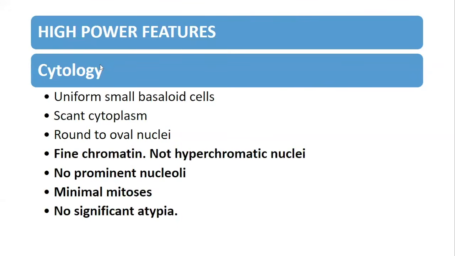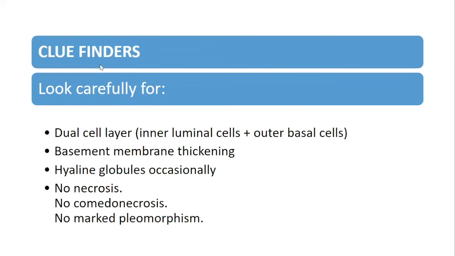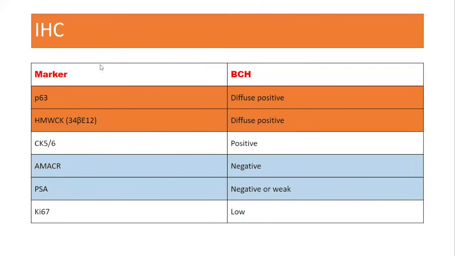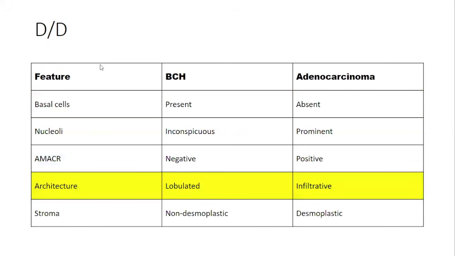But cytology shows uniform small basaloid cells, scant cytoplasm, round to oval nuclei, fine chromatin, not hyperchromatic nuclei, no prominent nucleoli, minimal mitosis, and no significant atypia. A dual cell layer is always appreciable, inner luminal cells and outer basal layers. There would be basement membrane thickening, and hyaline globules could be seen occasionally. There won't be any necrosis, no comedonecrosis, no marked pleomorphism. On IHC, P63 and high molecular weight cytokeratin are diffusely positive. AMACR and PSA might be negative or weakly positive, and Ki67 would be low.